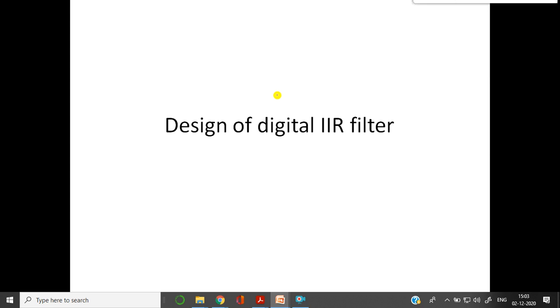the design of analog filter. Now once we have done with analog filter design, again what is the necessity of digital IIR filter design? Already we have designed the filters, right? Okay, can anyone answer?